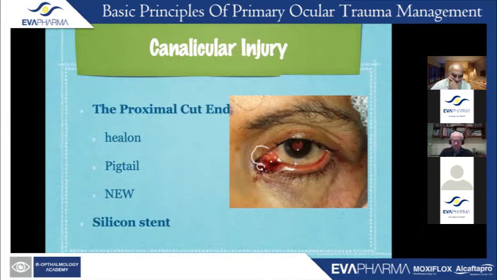So how can you find this proximal end? The problem is that bleeding here is too much. So first of all, you have to dry this area totally. No bleeding, but don't use cautery, because if you are using bipolar cautery, sometimes you will cauterize and burn the tissues, and you will never find the proximal end of the canaliculus.